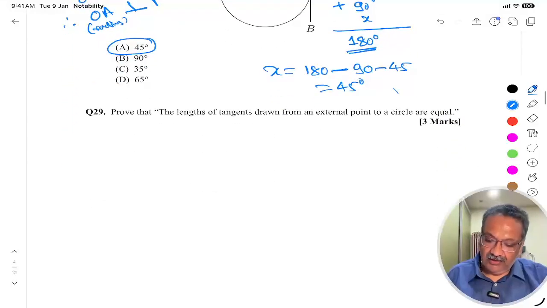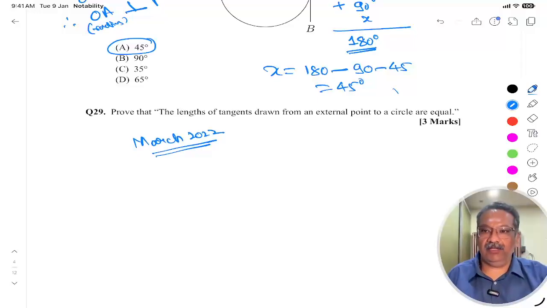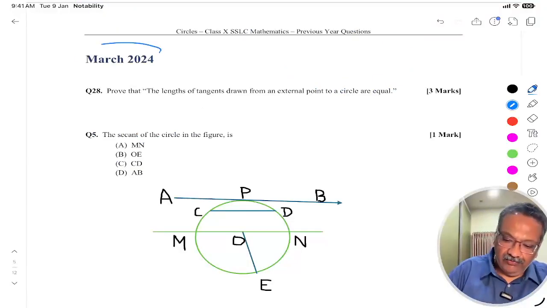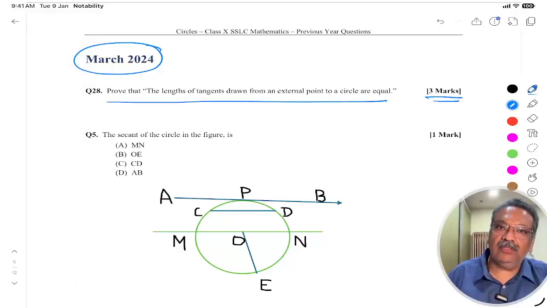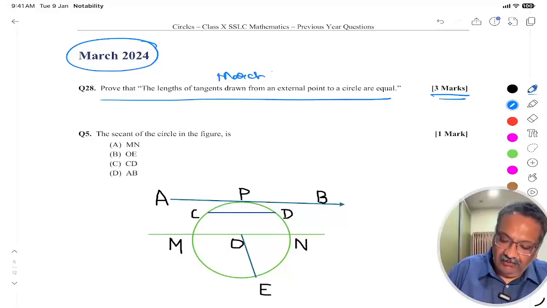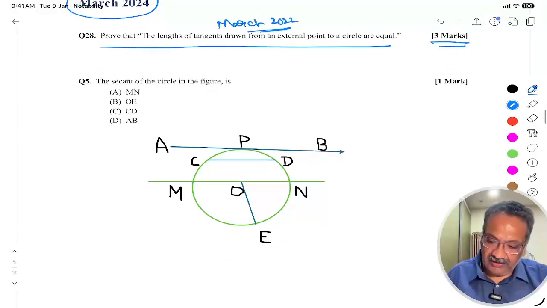Now the next question. See, again they have repeated this question. Prove that the lengths of the tangents drawn from an external point to a circle are equal. So same, refer to the above March 2022 solution. All right. Now March 2024 question. Same question number 28 for 3 marks again. Same question is repeated again. Prove that the lengths of tangents drawn from an external point to a circle are equal. This I have solved above in the March 2022 question paper, so you can refer to that. All right.